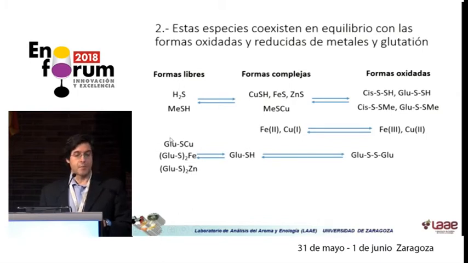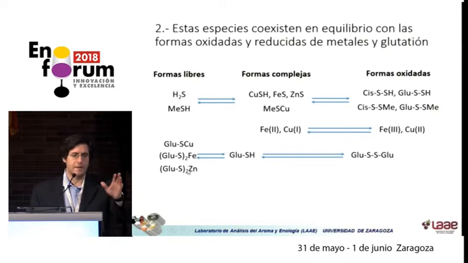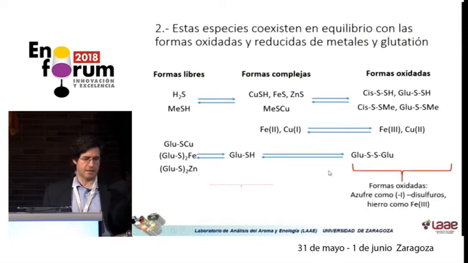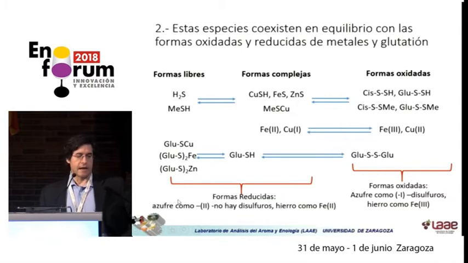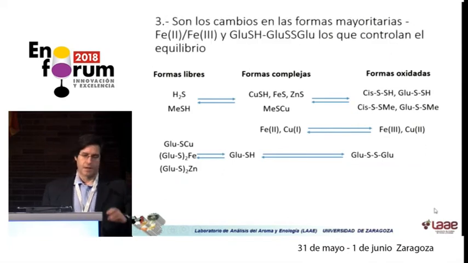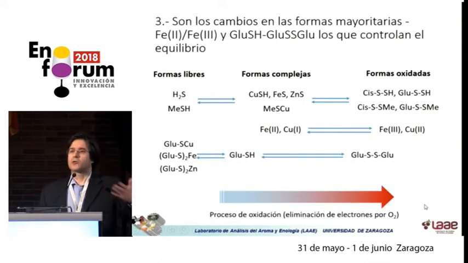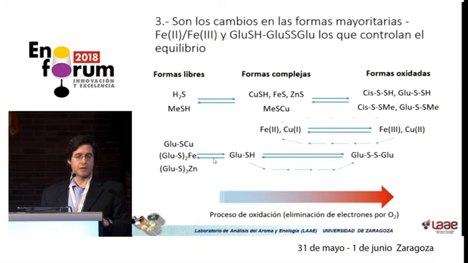And these mercaptans here, the glutathione, can be forming complexes with metals. So let's see what happens. These are oxidated forms, and these are reduced forms. Here, sulfur appears as -2, no disulfurs, and iron appears as iron 2. And here, sulfur is as disulfur, and the iron is as iron 3. And what happens when oxygen is coming to the wine? Well, the first thing that happens is that iron 2 becomes iron 3. Iron 3 is a very reactive species and cannot coexist with these mercaptans.